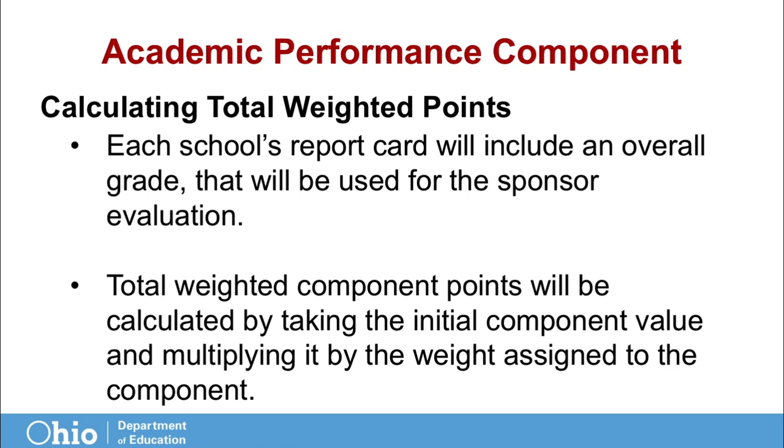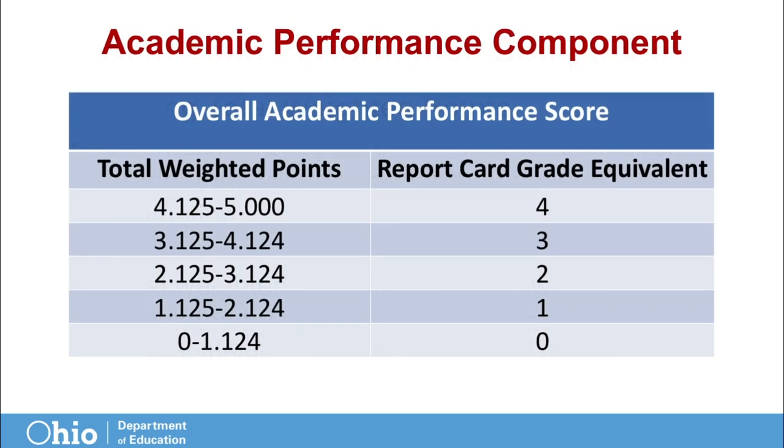Per Ohio Revised Code 3302.03 C3 and Ohio Administrative Code 3301-28-10, each school's report card will include an overall grade, which will be used for the sponsor evaluation. The total weighted component points will be calculated by taking the initial component value and multiplying by the weight assigned to the component. The total weighted points will be converted to a 0 to 4 scale, as shown in this table.